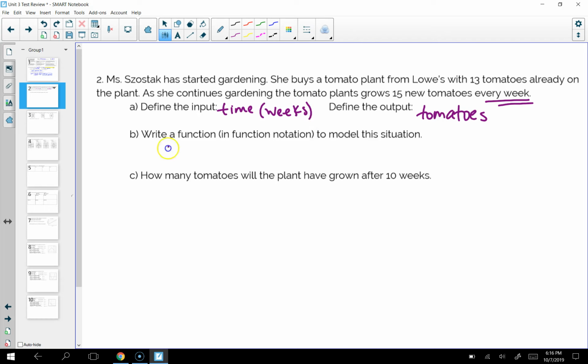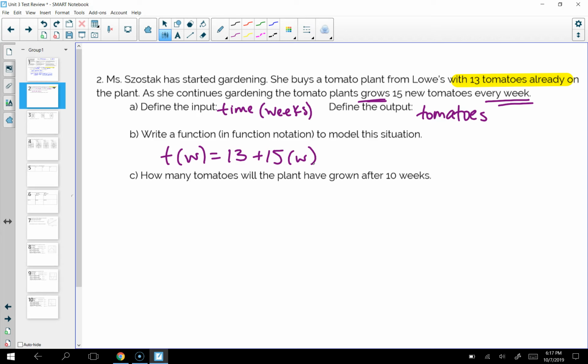All right, let's write a function. All right, so my tomatoes after weeks is equal to, well, it says that when she first bought it, it had 13 tomatoes already on it. So we're going to start off with 13 tomatoes. The plant grows, so we're adding 15 new tomatoes each week. So it should be 13 plus 15W.